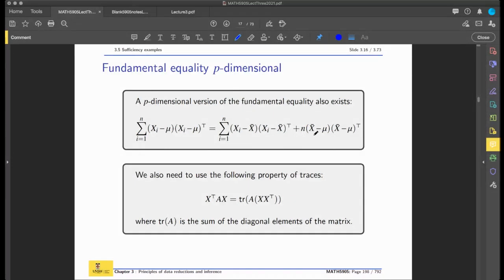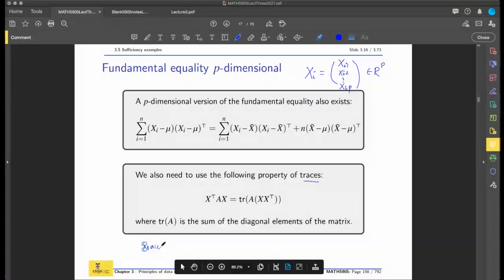Okay. So here x bar is now a vector, right? So this is like the mean vector for each of the p components, and each xi is p-dimensional, right? So each xi here is like xi1, xi2, all the way down to xip. Okay, so it's p-dimensional. We're talking about random vectors here, so it's a distribution on that random vector. And we also need a property of the trace function. Okay, so just remember what the trace does. The trace, which we call tr, is just the sum of the diagonal elements.